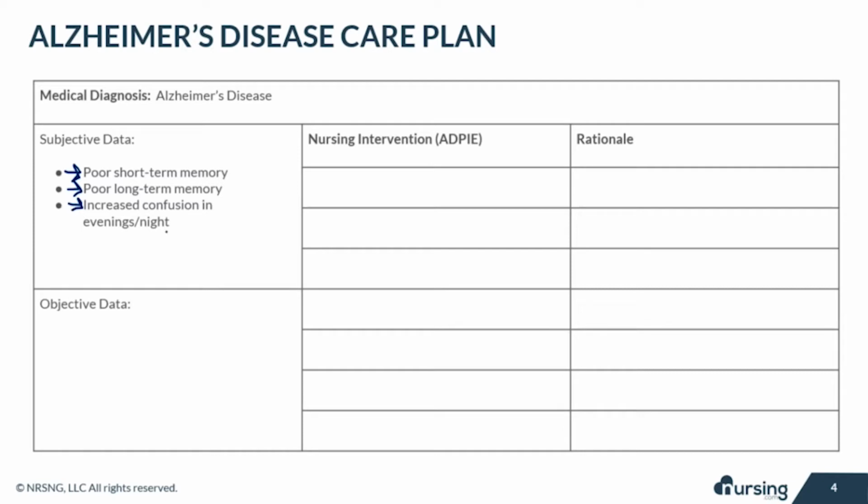They will also start to experience increased confusion in the evenings and at night. This is often called sundowning, and it's really hard on them. They get really confused, and they might be actually fine during the day, and then all of a sudden at night, it's like a switch is flipped and they completely change. Now let's look at the objective data.